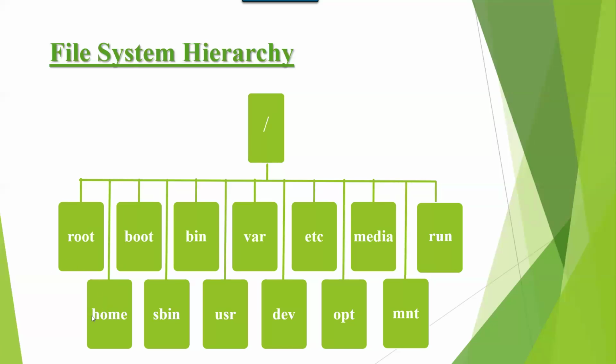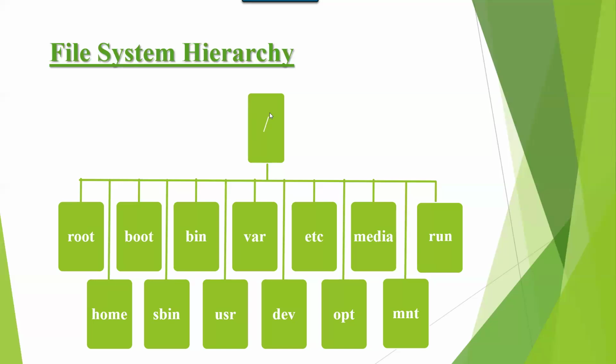And the next one is home. Home is the home directory for a normal user. As a normal user, we log in to the computer and create any files or directories, and by default the data is going to be stored under home. For every user, there is a directory under home with the same username. So when the user logs in and creates files or directories, the data is stored in their own directory, which is under home.